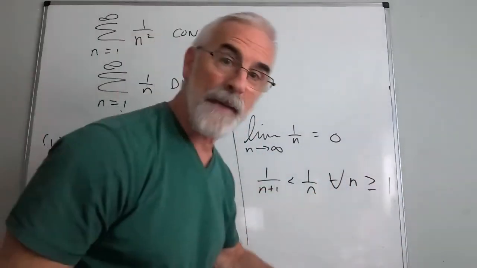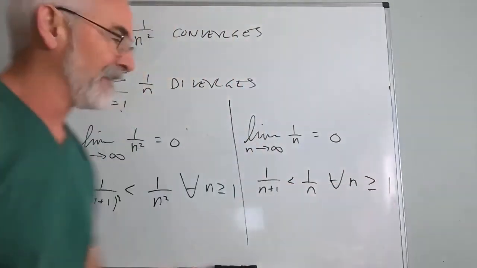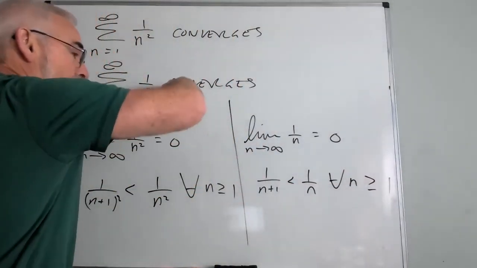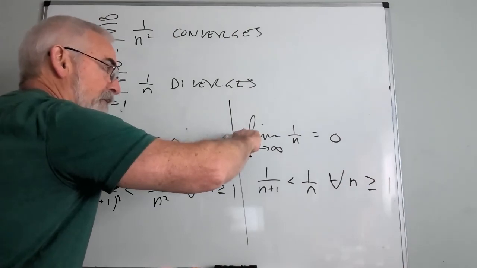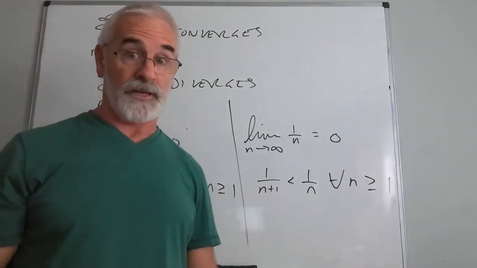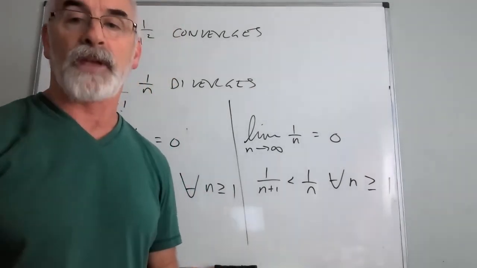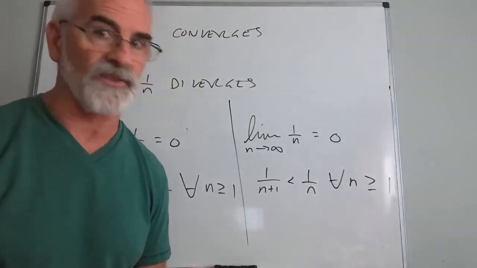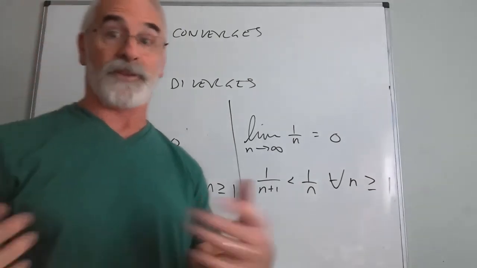In other words, my big capital N. The harmonic series, the terms are approaching 0 and the terms are getting smaller. So the harmonic series passed the nth term test. Okay, so passing the nth term test doesn't mean you converge. It means it's worth considering.